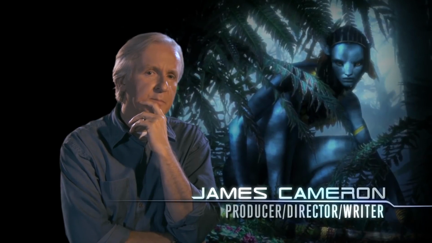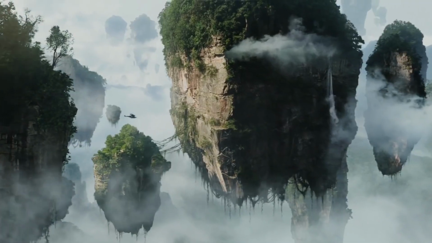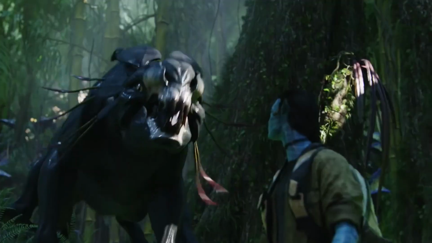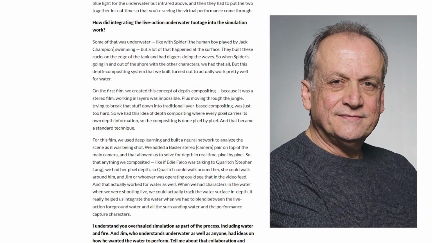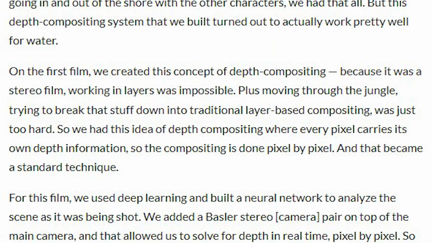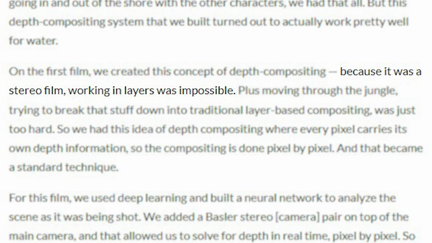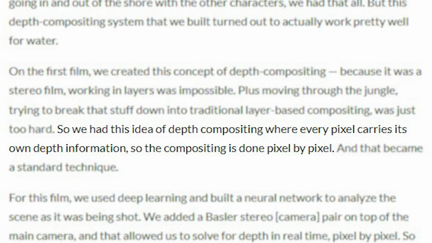One of James Cameron's goals with the Avatar series was to create a CGI world that the characters felt like they existed within. In an interview for IndieWire, Weta Effects' senior visual effects supervisor, Joe Lettery, recounts one of the ways he achieved this, stating, "Because it was a stereo film, working in layers was impossible, so we had this idea of depth compositing, where every pixel carries its own depth information, so the compositing is done pixel by pixel."